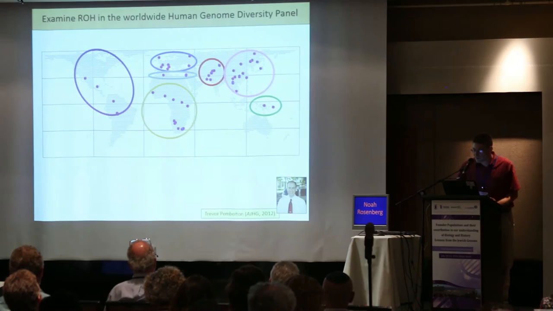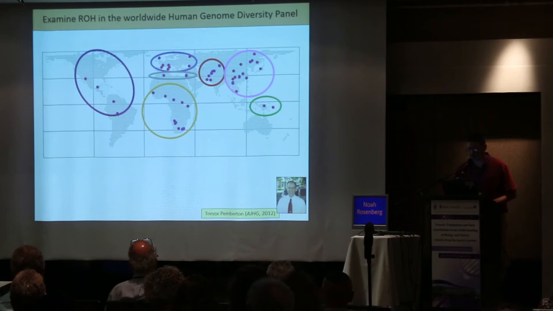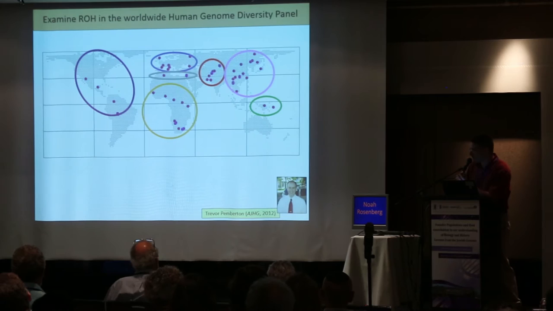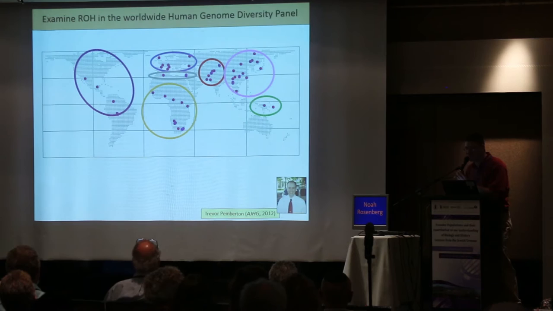So our first study of runs of homozygosity looked at a set of worldwide populations. It was led by Trevor Pemberton, who's now at the University of Manitoba, studying exactly some of the isolated populations in Canada that Michael Hayden referred to.